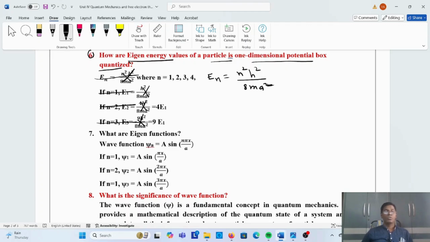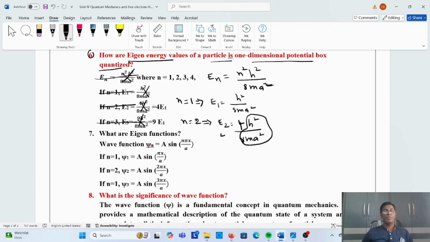Now in this equation we have to substitute n is equal to 1. Then E1 is equal to 1 square, that is 1, times h square divided by 8ma square. Now substitute n is equal to 2 in the same equation. What will we get? E2 is equal to 2 square, which is 4, times h square divided by 8ma square. In the place of h square by 8ma square, I will write 4 into E1.